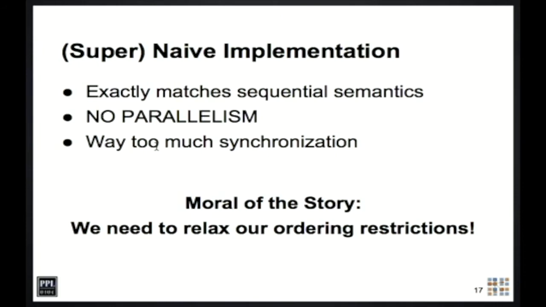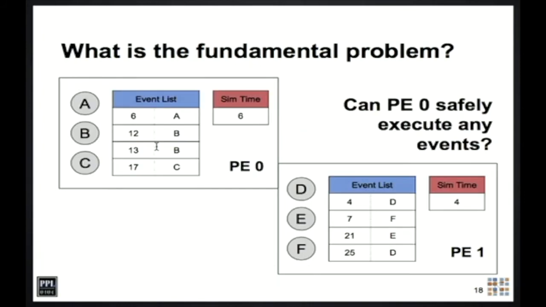So to run this in parallel, we need to figure out some way we can relax the ordering restrictions while still getting the correct result at the end. Because with these very strict ordering restrictions, we won't be able to get any parallelism whatsoever. So basically, we need to figure out what the fundamental problem is we're trying to avoid. If we want to relax the restrictions so that we don't have to follow event order exactly, we still need to figure out when there will be a problem that will cause an incorrect simulation.